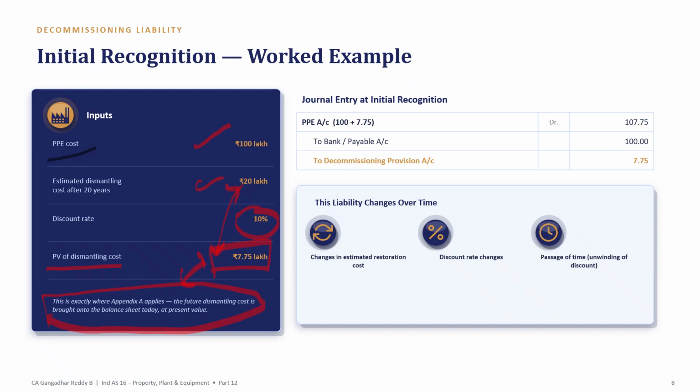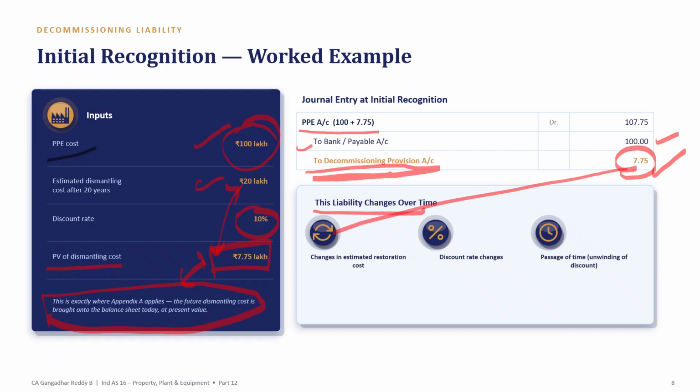So if you account this, PPE 100 plus 7.75 debit, to bank or payable 100. So this 100 you have to pay immediately, and the decommissioning provision account under Ind AS 37 is 7.75. So the liability changes over time. The 7.75 will change. How will it change?